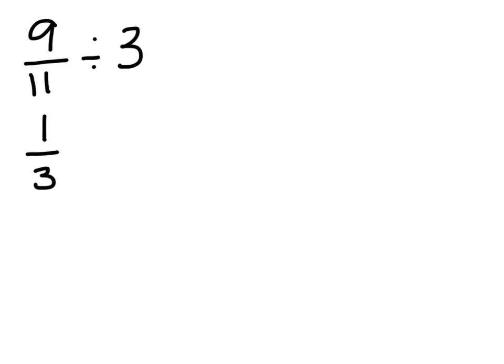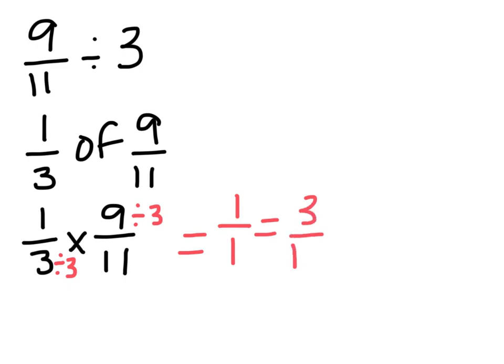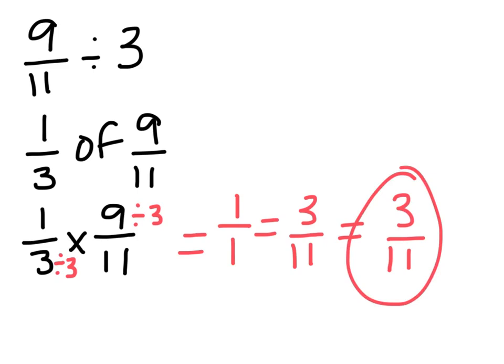Now let's try method 2. What is 9/11ths divided by 3? Well, we want to find 1/3 of 9/11ths, or 1/3 times 9/11. We can cross-reduce. 9 and 3 are both divisible by 3, giving us new fractions 1/1 and 3/11. So our final answer is 3/11ths.